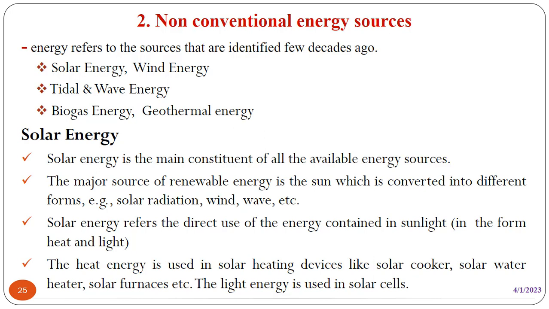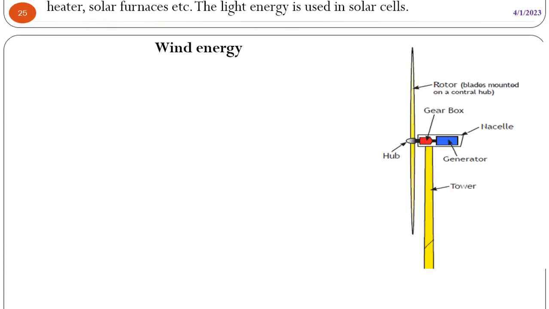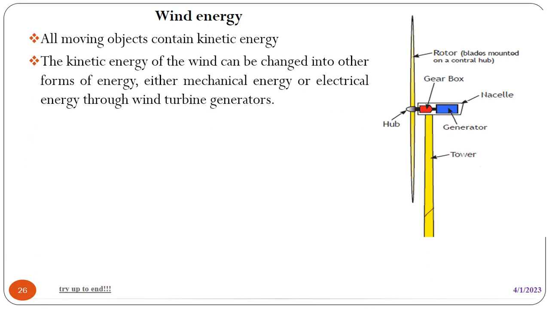Solar energy refers to the direct use of energy contained in sunlight in the form of heat and light. The heat energy is used in solar heat devices like solar cooker, solar water heater, solar furnace, etc. The light energy is used in solar cells. The next one is wind energy. All moving objects contain kinetic energy.